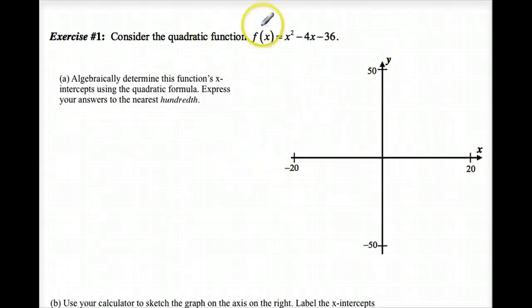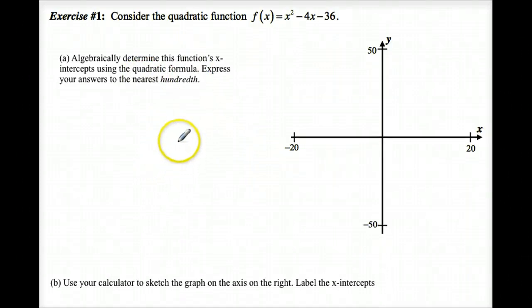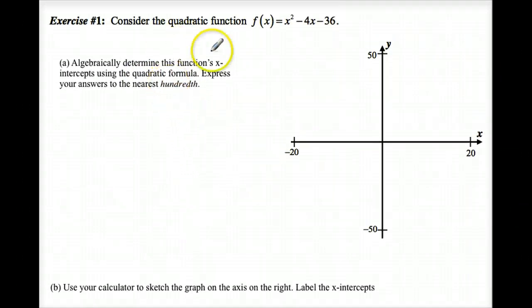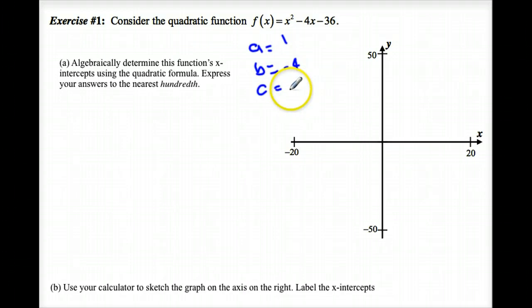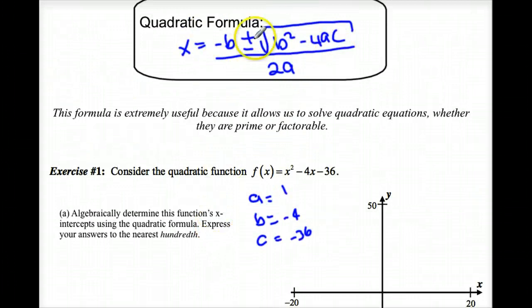Our first example says, consider this function f of x is equal to x squared minus 4x minus 36. Algebraically determine the x-intercepts using the quadratic formula, express your answer to the nearest hundredth. So let's bring this down. Using this, I want to find my a, b, and c. My a is 1, my b is negative 4, and my c is negative 36. I'm going to use this quadratic formula and set up my x.